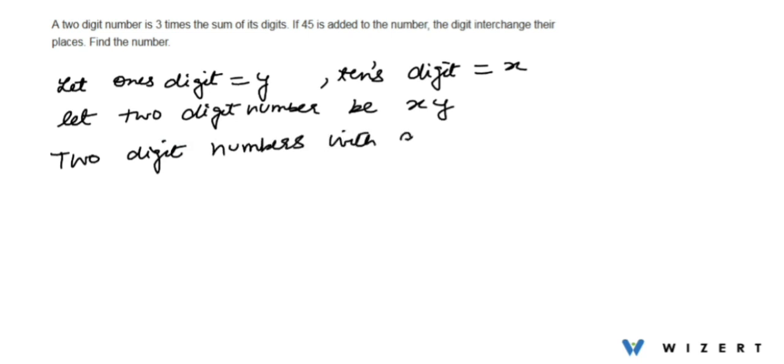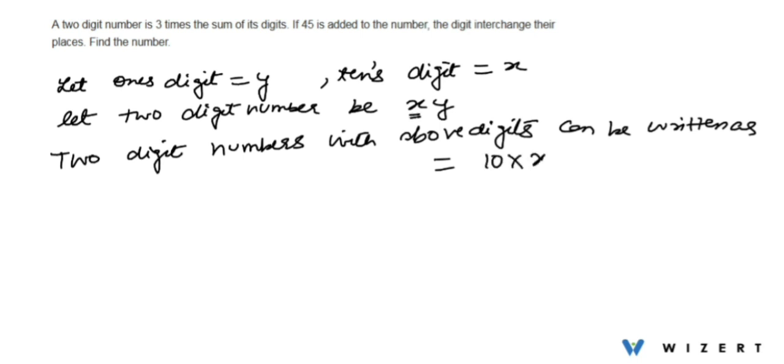with above digits like x and y, can be written as, say x is the tens digit, so 10 multiplied by x, plus y is the ones digit, so y multiplied by 1, or you can say 10 to the power 0. So this number can be represented as 10x plus y.